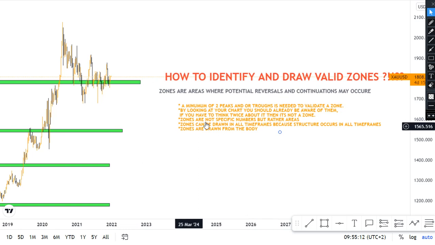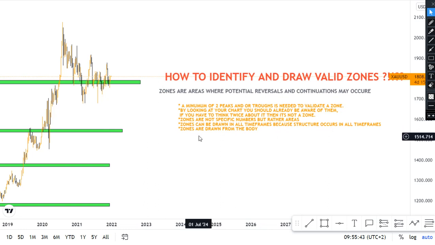Then I say zones can be drawn in all time frames because structure occurs in all time frames, which is true. Be it you're trading a high time frame or a small time frame, you will always find that price moves in patterns. It moves in higher highs, higher lows. It moves in double tops, double bottoms. Because of those patterns that occur in all time frames, you will find zones in all time frames, right?